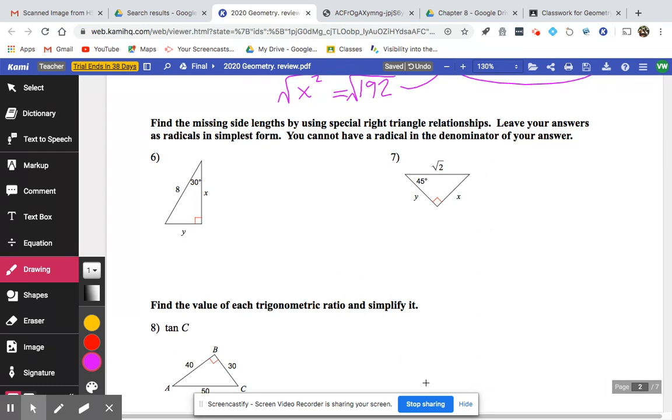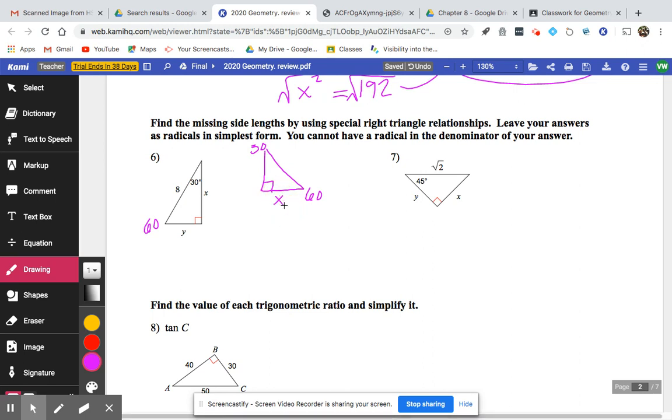Here, we want to see if we can use special right triangles. We want to leave our answers as radicals in simplest form. And then if we have fractions, we can't have radicals in the denominator. So right on the left here for number 6, I actually have a 30, 60, 90 triangle. And if you took a look at the answer key that was uploaded, you'll see that I actually drew a little picture. So I'm going to say that's my 60-degree angle and that's my 30-degree angle, even though it doesn't really look like it.